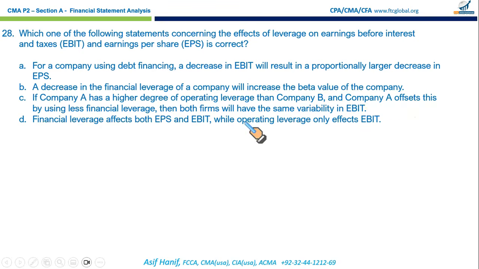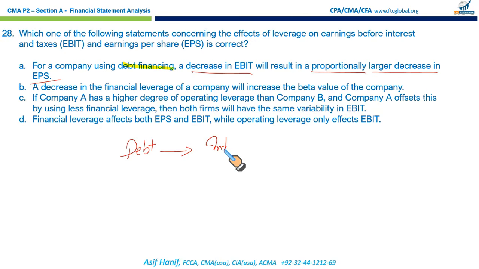Then the correct option must be A, and let's see, do we have a good reason for that? For a company using debt financing, a company that uses loans, a decrease in EBIT will result in a proportionally larger decrease in EPS. This is absolutely right. This is an absolutely right statement because if a company uses a lot of debt, let me explain the whole thing through a flow. If you use debt, it results in a higher figure of interest expense.